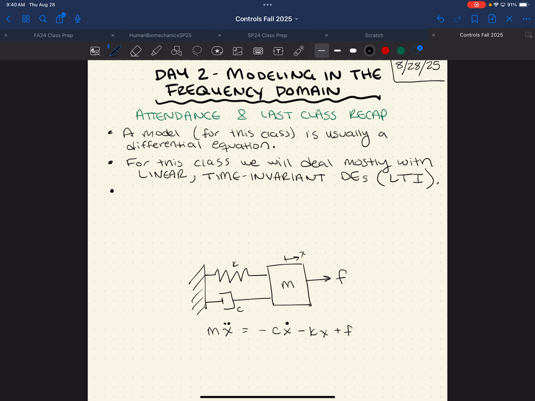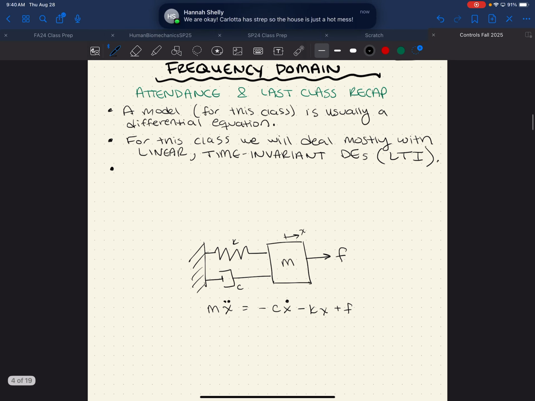Okay, so we're all comfortable, or should be comfortable, with recognizing that we can describe this system as a differential equation in the time domain. That's what we're used to. But there's something that's not so great about the time domain, and it relates to our desire to draw these things in terms of a block diagram.